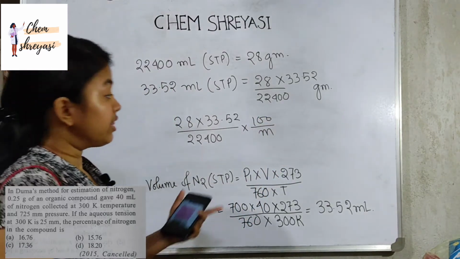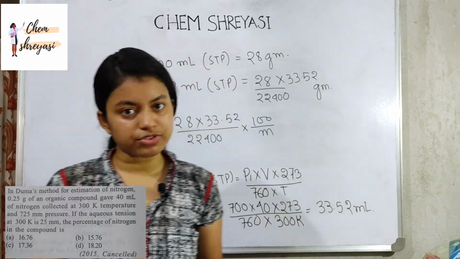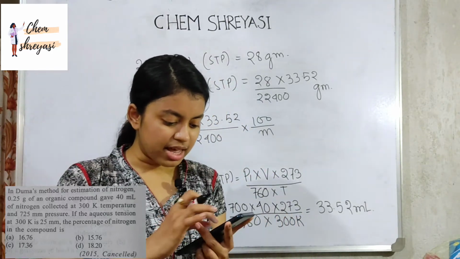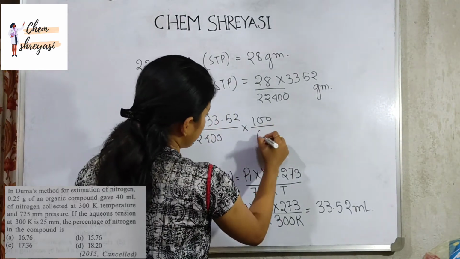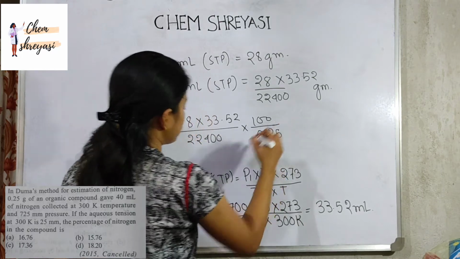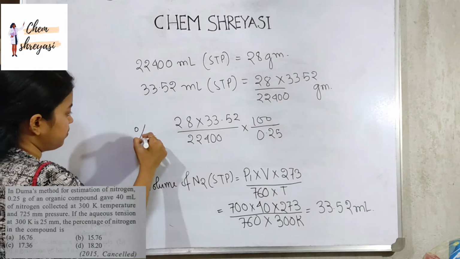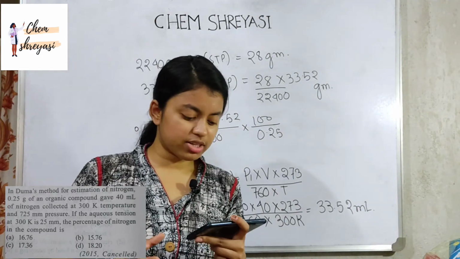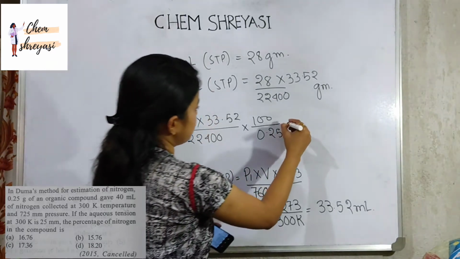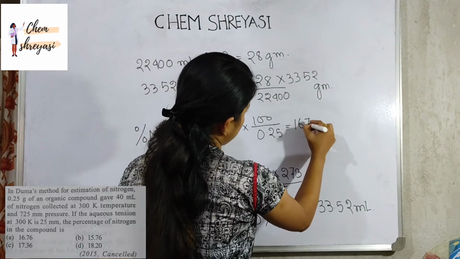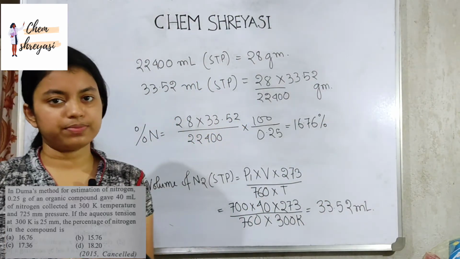Now what is m? The m is the mass of the organic compound that we have taken at first. In this case, the value of m was 0.25 grams. So I have to put the value of the organic mass that we have taken. This is the value of the percentage of nitrogen content. After calculating this value, we get 16.76%. So option A is the right answer.